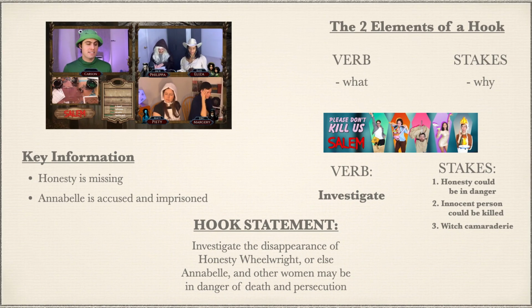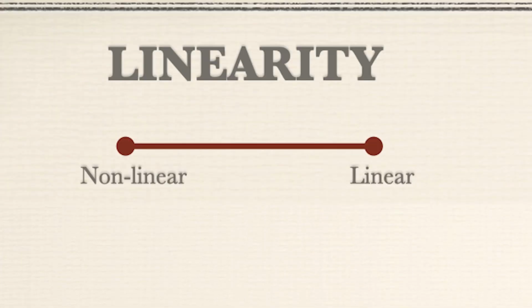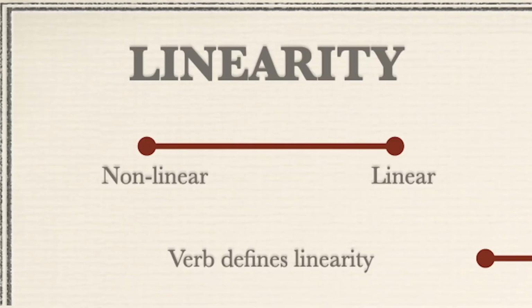But in turning this into a proper tool, we have to ask what the verb and the stakes imply, so that we can better understand how they might impact the player's actions. So from a game design perspective, the verb and the stakes can be interpreted as an expression of two spectrums, a spectrum of linearity and a spectrum of urgency. The verb helps us define how linear the upcoming events will be.